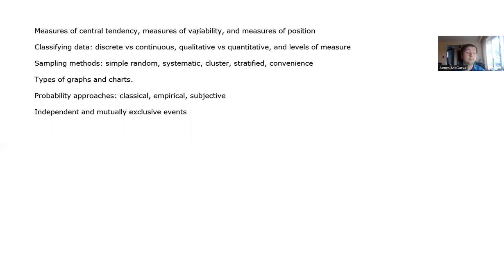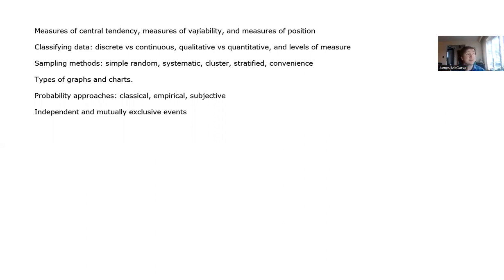This is range and standard deviation. And the measures of position are things like percentiles and quartiles, right? We are classifying data, all that stuff about discrete versus continuous, qualitative versus quantitative, the different levels of measure, ratio, ordinal, all that stuff, right? These are things that make very good multiple choice questions, and you can definitely expect to see some of that on your test. So if you don't remember any of these definitions, you could go back and look at those, right? Make sure you understand what does it mean for something to be ordinal data, for instance.